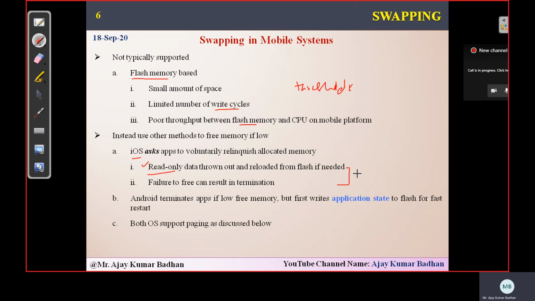But there are times when applications may not be able to free up memory. What is the scenario then? iOS will simply terminate that particular application. Sometimes you might get a message on your smartphone, for example when you have opened WhatsApp, saying that WhatsApp has terminated unexpectedly, or WhatsApp has stopped working unexpectedly.